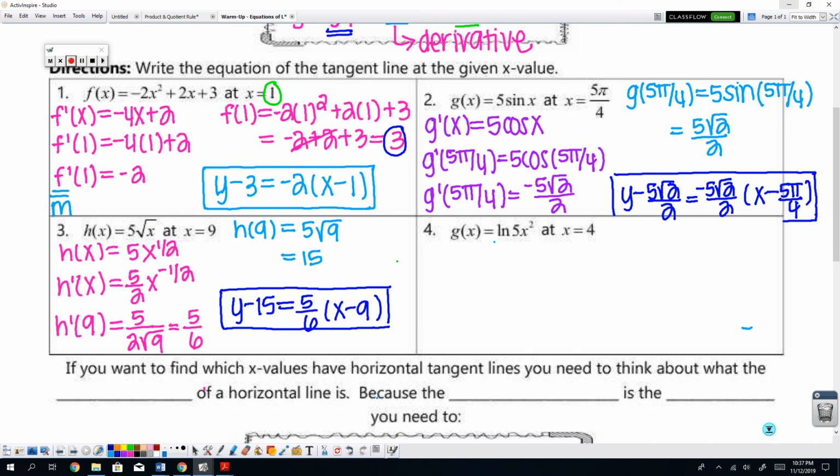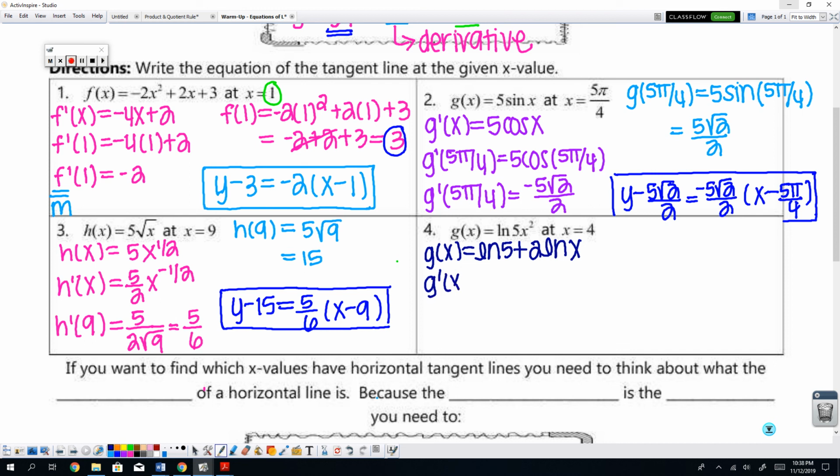Perfect. Now for number 4, I'm going to have you do the same exact thing. So you guys are going to get scared of this one again. You're going to get scared of it, but you don't need to be because remember, the ln properties we already know. So I'm going to rewrite this one first. g of x equals ln of 5 plus 2 ln x. Now we're going to take the derivative.